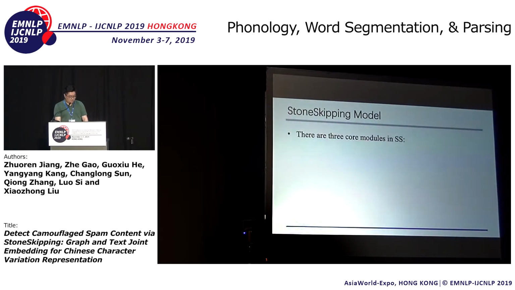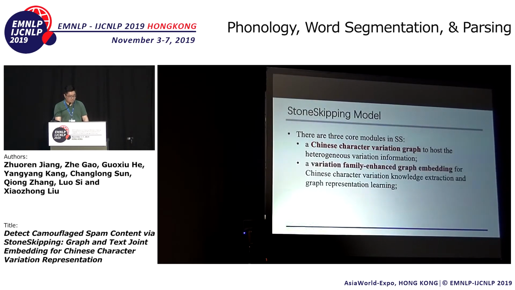There are three core modules in this model: the Chinese character variation graph to host the variation information, variation family enhanced graph embedding for Chinese character variation knowledge extraction and graph knowledge representation learning, and an enhanced bidirectional language model for joint representation learning.